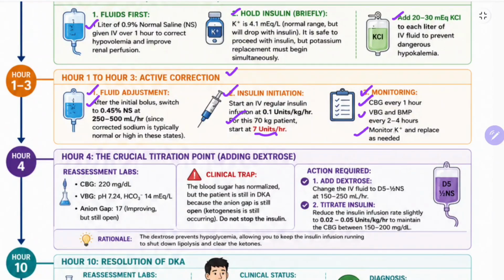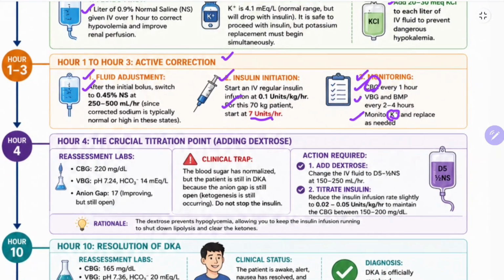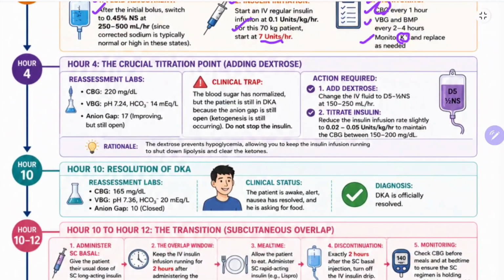Okay, potassium should also be monitored every hour, glucose should be monitored every hour, pH, bicarbonate and other electrolytes, urea, creatinine should be monitored every 2 to 4 hours. Potassium and glucose should be monitored every hour. The crucial titration point, adding dextrose. Now reassessment after 4 hours.